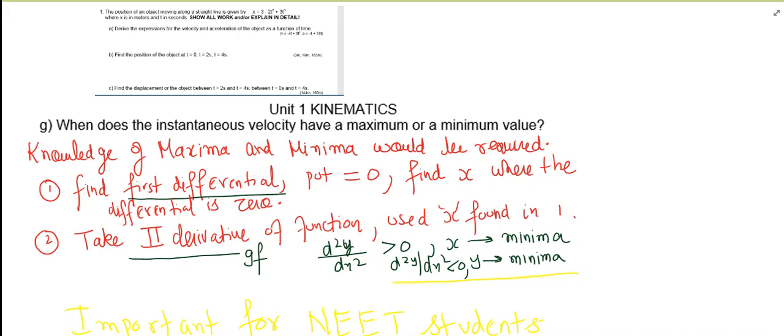Ignore the minima written. It's wrongly mentioned. It should have been maxima in the second case when the second derivative is less than 0.